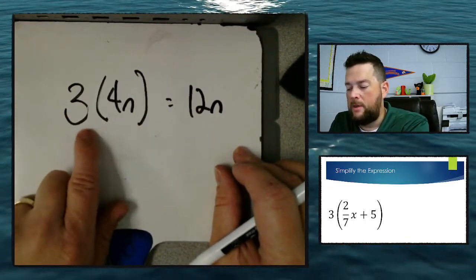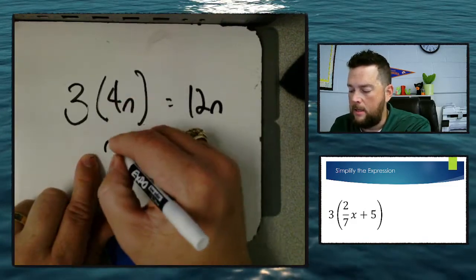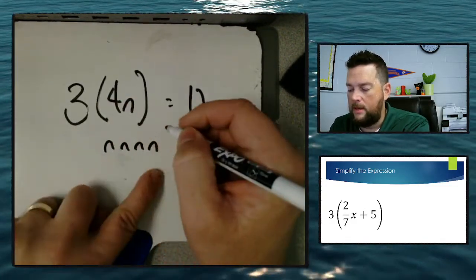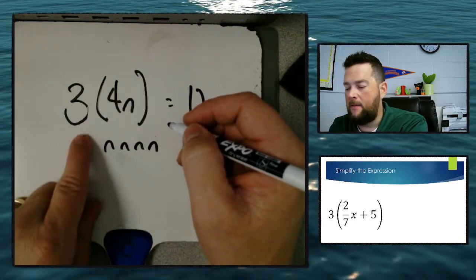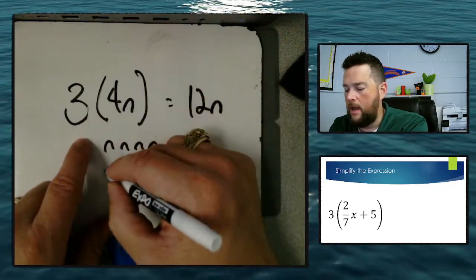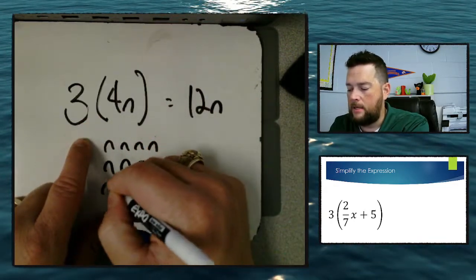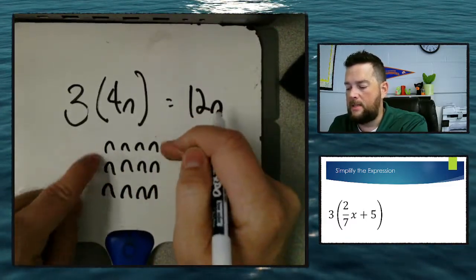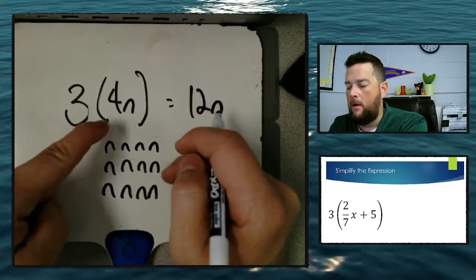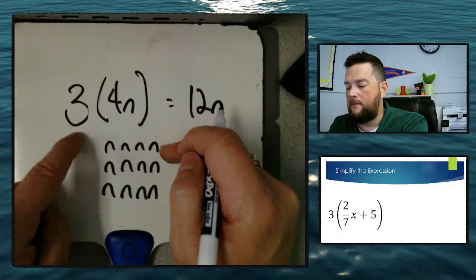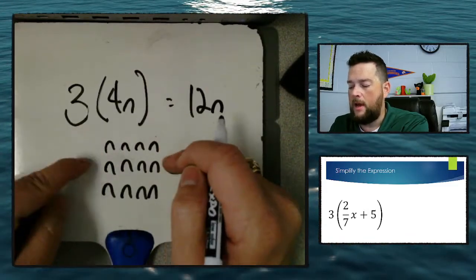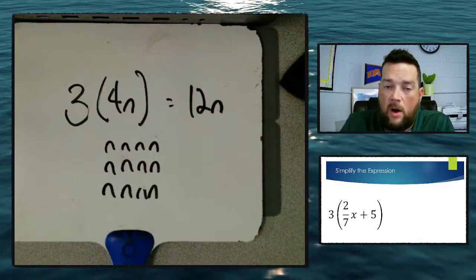And essentially what this is telling us is 4 n's. If I were to write them out, it would look like this. There's 4 n's, and I have 3 sets of 4 n's. So there's 2 sets, and there's 3 sets. That's what it would look like if I wrote it out. 4n is 1 line, but I have 3 lines of 4 n's, and then I can count them all up. I have 12 n's just like that.